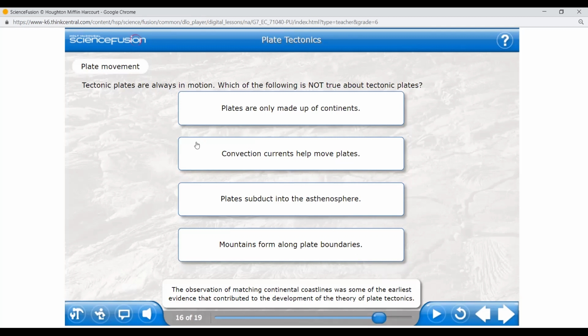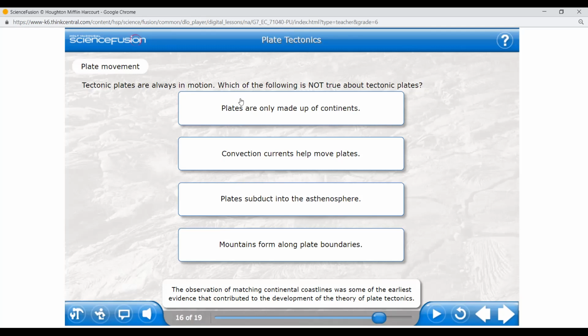At least, Judy, you can guess this. Mountains form along plate boundaries. Plates subduct into the asthenosphere. Convection currents help move plates. Plates are only made up of continents. Which one is false? What do you think? It could be the first one or third one. Choose one, first or third.